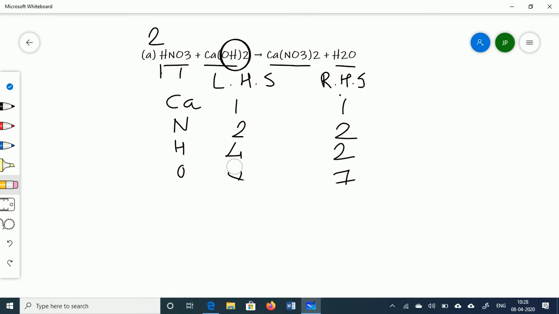So 8 versus 7. Now we should initiate the second step.